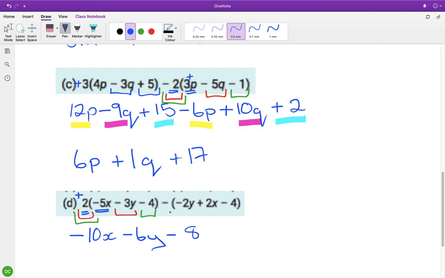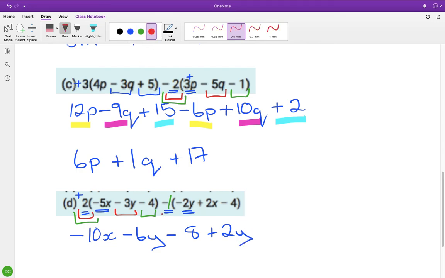So, tricky here with this minus. Now, there's an invisible 1 here. Okay? So we're going to start by multiplying the minus 1 by the minus 2. So signs are the same, which means plus, 1 by 2 is 2, and the letter is y.